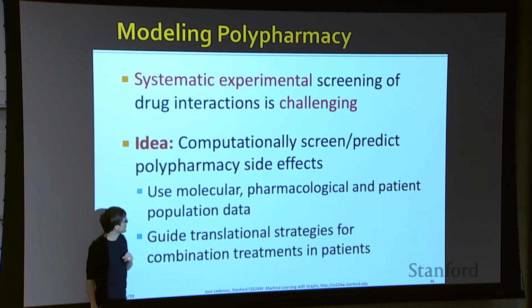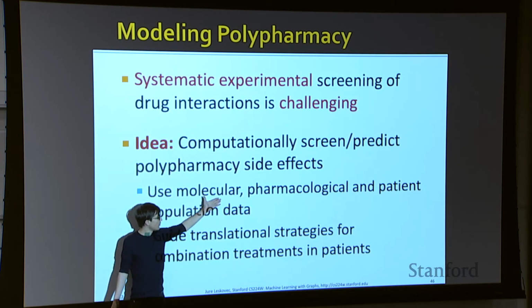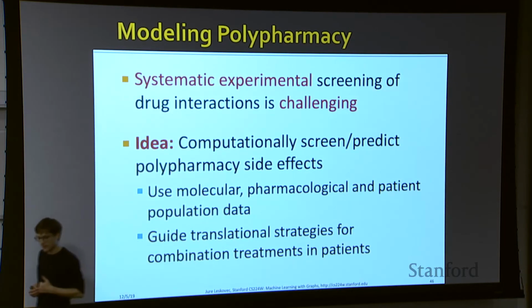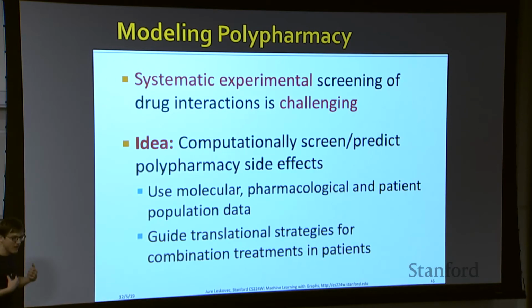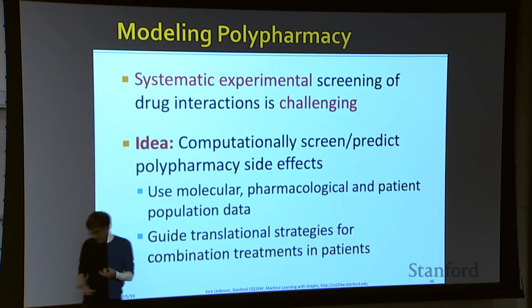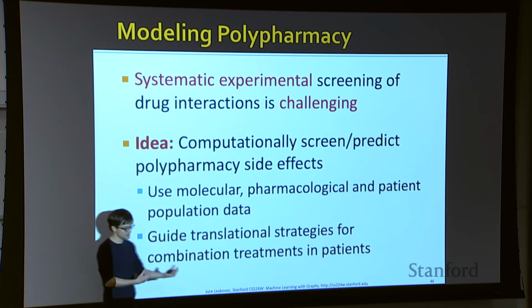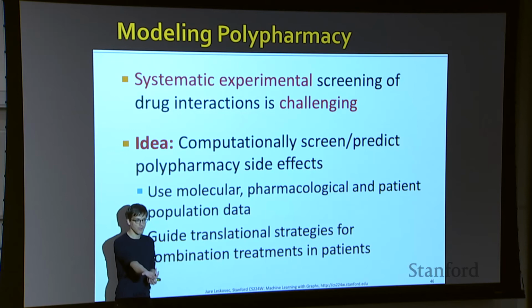Okay, that's the question. The idea will be, what if I use some molecular data, some pharmacological data, and try to predict what kind of side effects a pair of drugs will cause? If I had this system, I could use it in many different ways. A doctor could use it to say, this patient is on this set of drugs. If I add this other drug, what might happen?